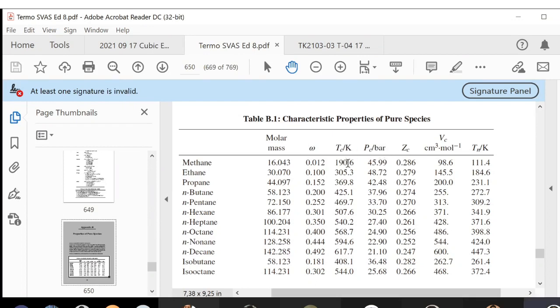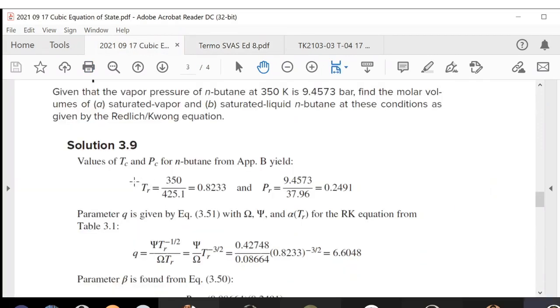What is the unit of omega? It is dimensionless. Okay, up to this point, are there any questions on how to read the properties of pure species? Please ask if you have problems with this. Okay, if there is no question, I go back to this.